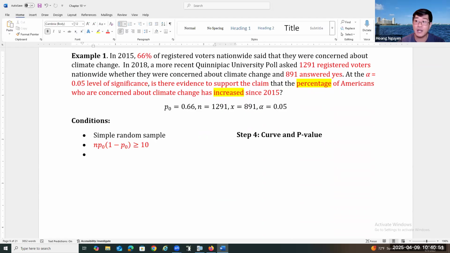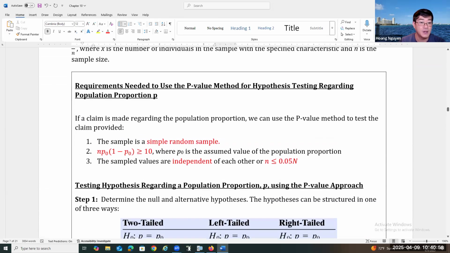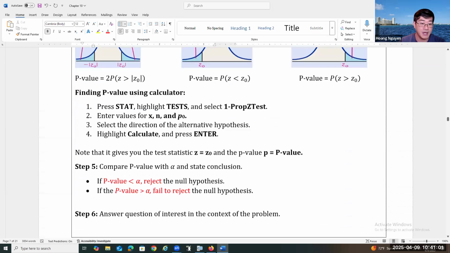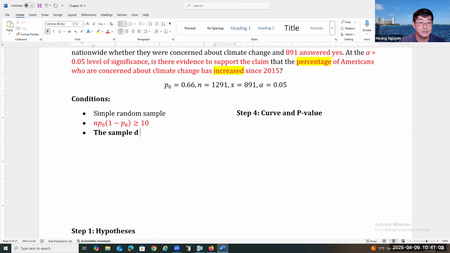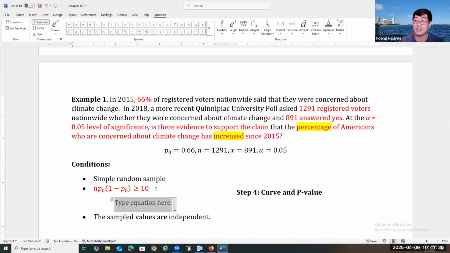And then the third condition: the sampled values are independent. That's the third condition. So those are the three requirements that we need to check, right? The first one, a simple random sample, should be okay. The 1,291 people, we select them at random. Now the second condition, you might need to spend time to check it.